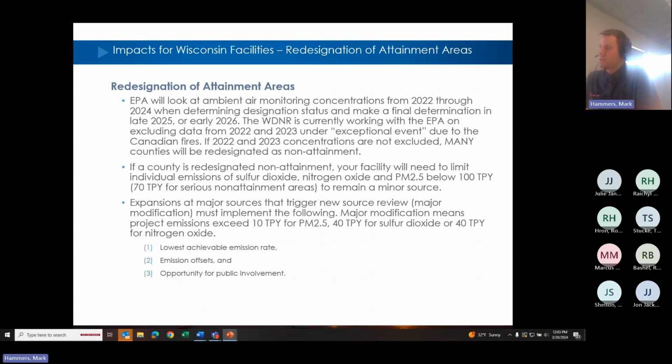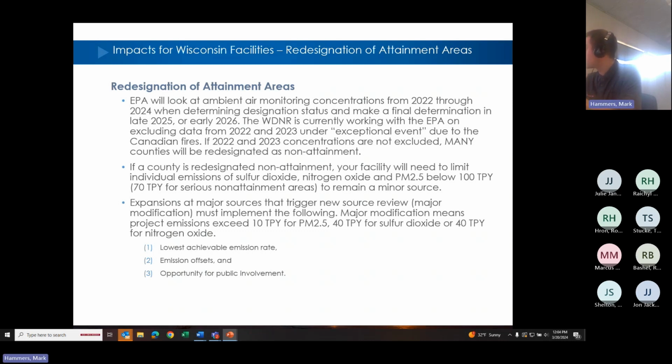So if your county is redesignated as non-attainment, what does that mean? Well, in order to remain a minor source, you're going to have to limit your emissions. You're going to have to limit it to 100 tons per year for PM2.5, that's what the standard's for, but then also for precursors of PM2.5. And the precursors are SO2 and nitrogen oxide. So those two get lumped into that 100 ton per year limit. So if you have SO2 emissions, NOx, and PM2.5 emissions that are above 100 tons per year, you're a major source.